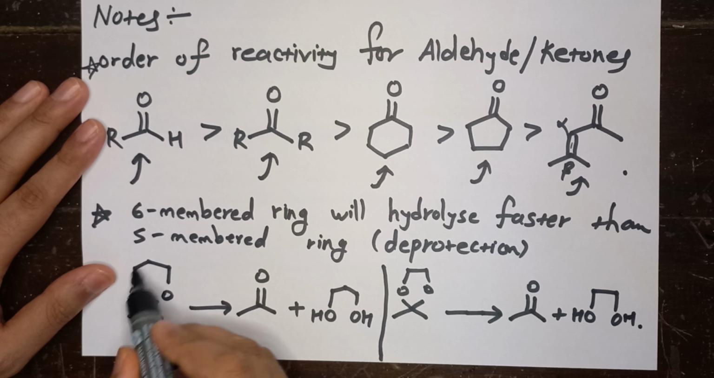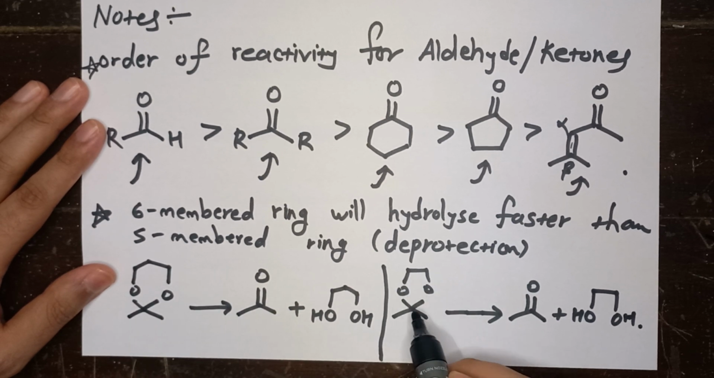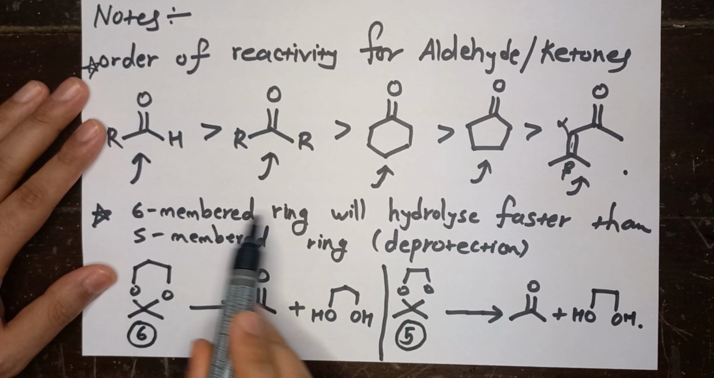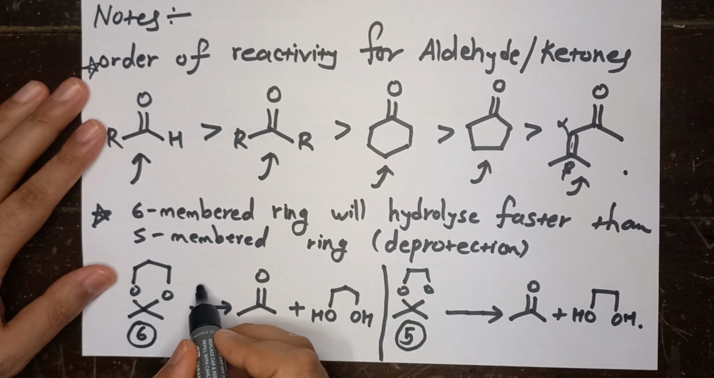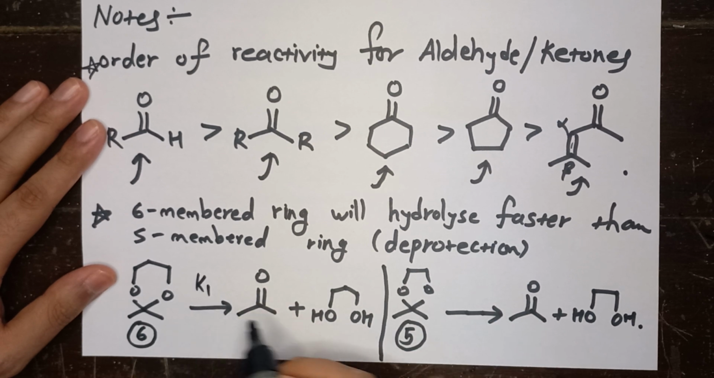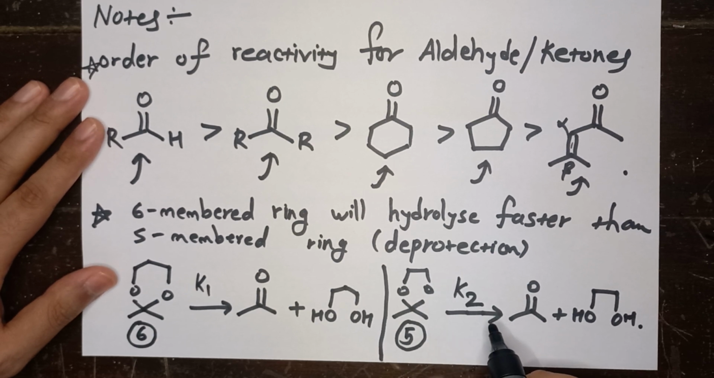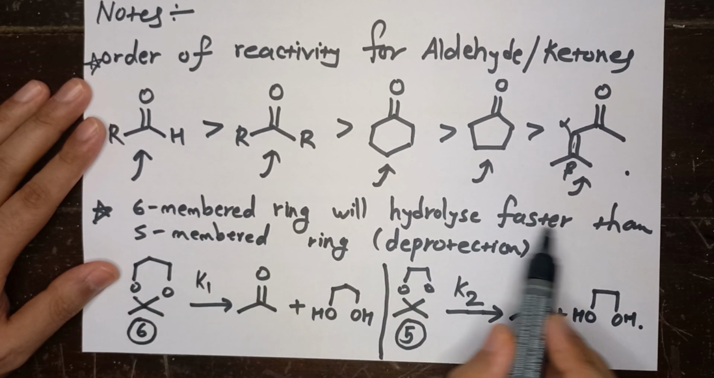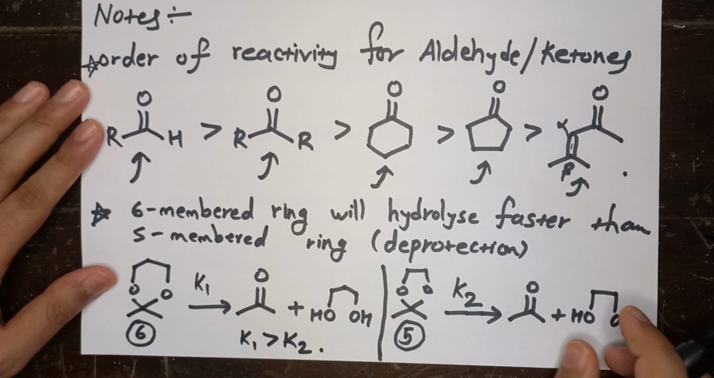So this is a 6-membered ring, right? 1, 2, 3, 4, 5, 6, and this is a 5-membered ring. 1, 2, 3, 4, 5. And we know a 6-membered ring will hydrolyze faster than a 5-membered ring. Suppose you have to do a comparison. Suppose the rate of reaction for this reaction is K1, and the rate of reaction for this particular reaction is K2. So which reaction will be faster? If you know this particular statement, you will know that K1 will be faster than K2.